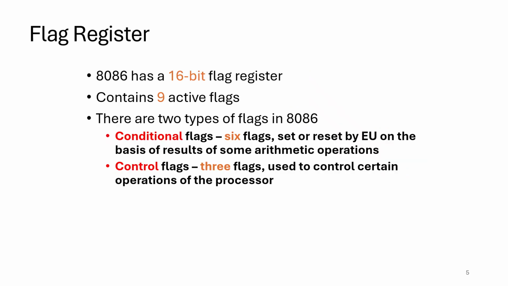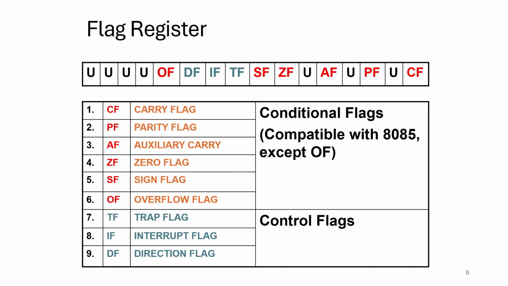Regarding the flag register, the 8086 has a 16-bit flag register, out of which we use only 9 flags. The rest of the bits are kept for future purposes. The 9 active flags are classified into 2 categories: conditional flags and control flags. This is the structure of the flag register of the 8086 microprocessor. Under conditional flags, we have 6 flags, namely carry flag, parity flag, auxiliary carry flag, zero flag, sign flag, and overflow flag. And we have 3 control flags, which are the trap flag, interrupt flag, and direction flag.